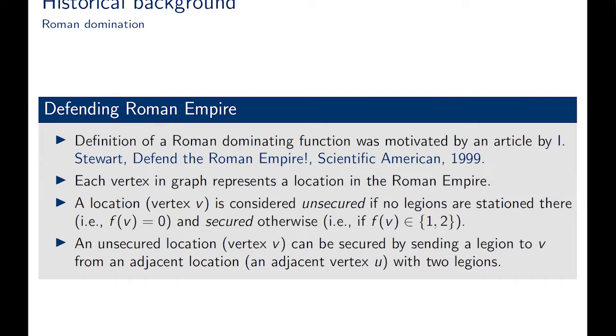So in this model, every vertex in a graph represents a location in the Roman Empire, and a location, a vertex V, is unsecured if no legions are stationed there. So the value of the Roman domination function is 0 there, and secure otherwise, so if there are 1 or 2 troops of soldiers in the place. But an unsecured location can be made secure by sending a troop of soldiers to this place from an adjacent location with 2 troops of soldiers. So it is again our Roman dominating function, the same idea, but expressed in different words.